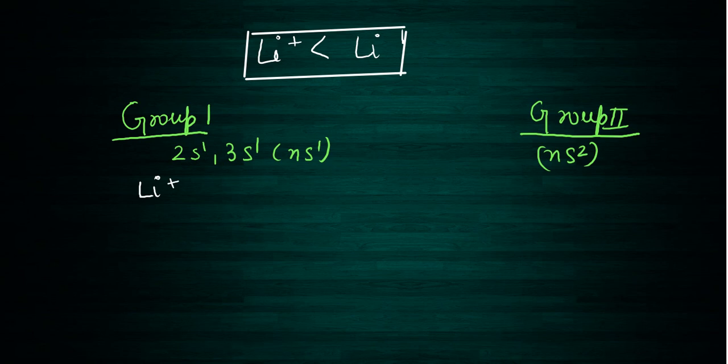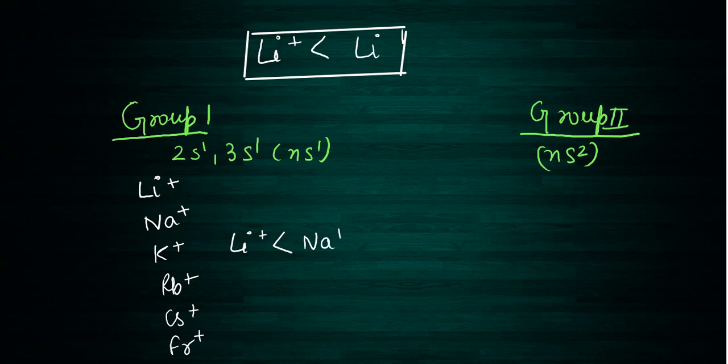Now let us see. Lithium positive, sodium positive, K positive, rubidium positive, cesium positive, and francium positive. As everyone loses one electron, their size decreases. But with respect to each other, the order will be the same as that of their parent atoms. Hence, the ionic size order comes out to be the same as that of their parent atoms.